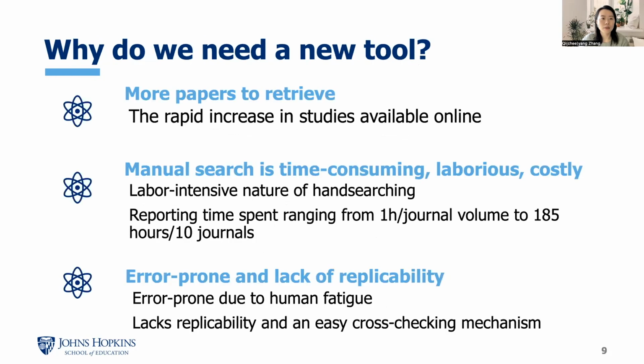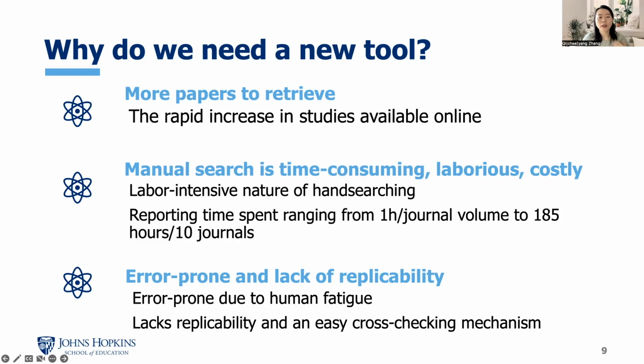So why do we need a new tool? Broadly, there are three reasons. The first reason is that there's a rapid increase in studies available online, and therefore there are more papers to retrieve. The second reason is that manual search is time-consuming, laborious, and costly. From past research, time spent on this type of search ranges from 1 hour per journal volume to 185 hours per 10 journals. The third reason is that it's error-prone and lacks replicability.